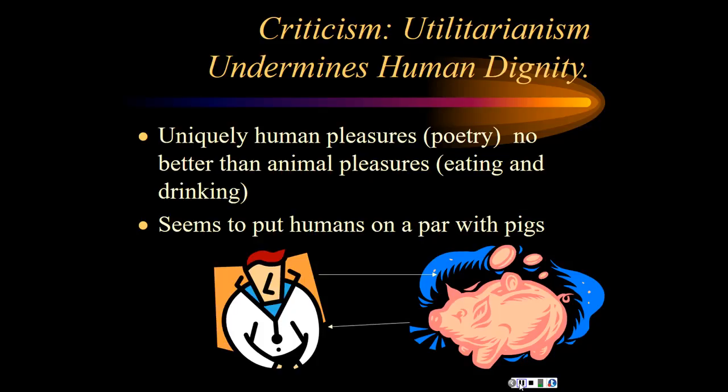In other words, by putting all pleasures on a par, Bentham seemed to be saying that if the pig out there in the field gets as much pleasure out of its daily allotment of slop as I get from reading poetry, or as you and I would get from going to a play or reading a novel, then it's all on a par. And they said, well, this seems to put human beings on a par with the pigs.